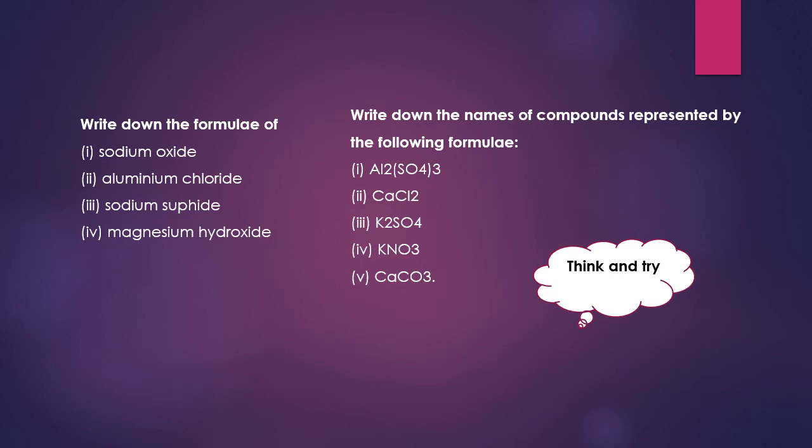And one more thing you are supposed to do. Write down the names of the compounds represented by the following formulas: Al2(SO4)3, CaCl2, K2SO4, KNO3, and CaCO3. Consider these numbers 3, 2, 4, 3, 3, 2, and 4 as subscripts, meaning Al2(SO4)3.